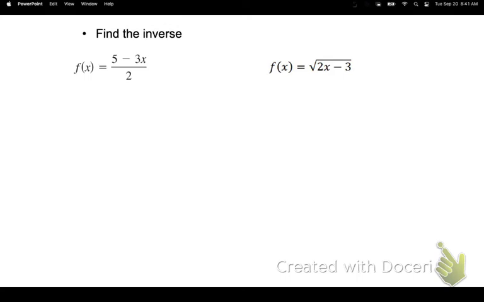So the first thing we do is what? Set it to y, so it is y, and then interchange, right? So x equals (5 minus 3y) over 2. And the next one is going to be x equals the square root of 2y minus 3. Now both of them you need to solve for y.